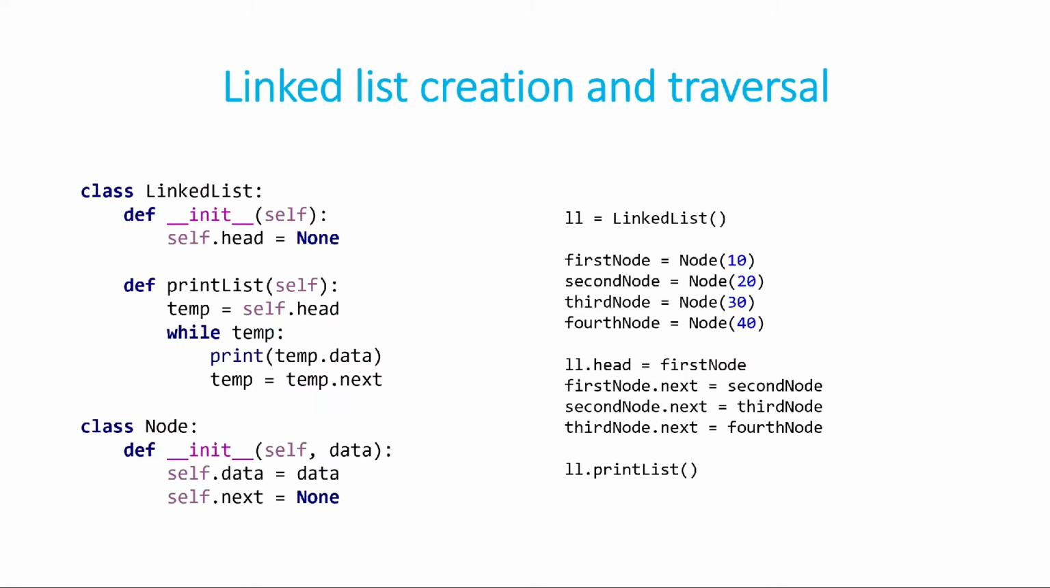So till now our class looks like this. We have a linked list class having a print list method defined in it. We have a node class having data and next sections in it. And at the right hand side you can see what usage we have done of these two classes. So that's how we have created a linked list and we have also printed it.